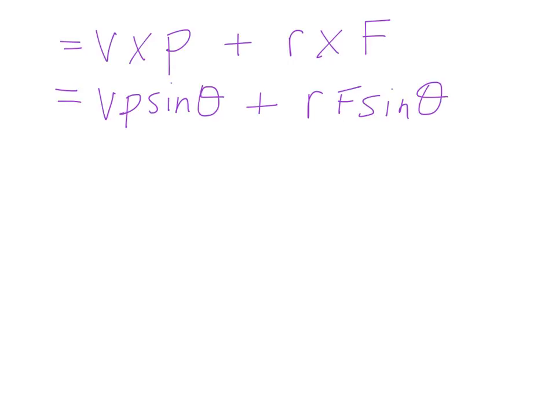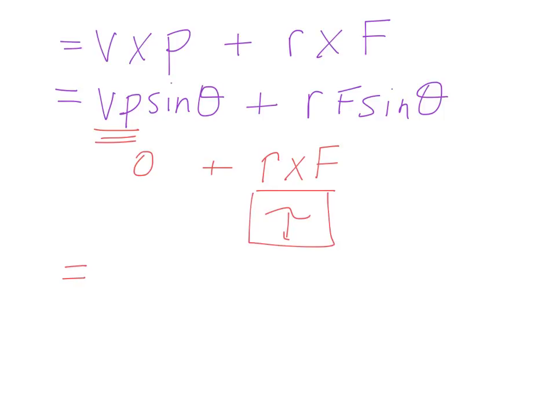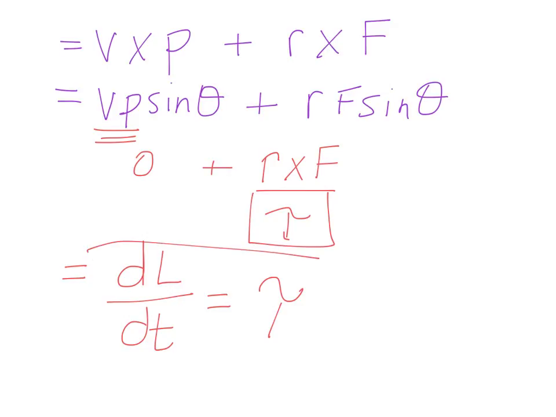Well, v and p point in the same direction. They have to, right? We already established that idea before, that velocity and momentum always point in the same direction, because velocity makes up momentum. And so v p times the sine of 0 is just 0, plus r cross F. You may remember that as torque. So that's actually torque. And so what we can write is that the derivative of angular momentum with respect to time is actually torque. And that's a really useful tool.